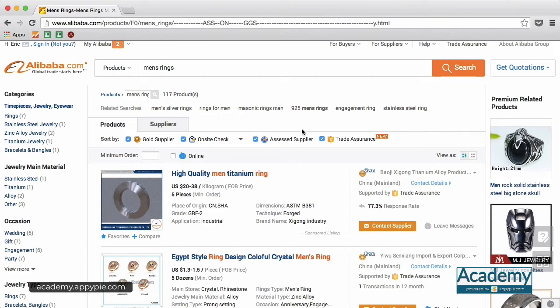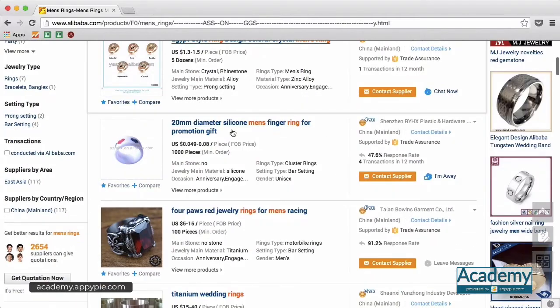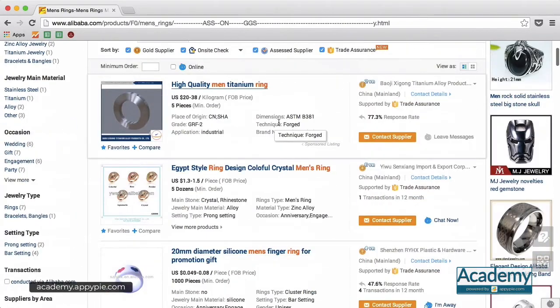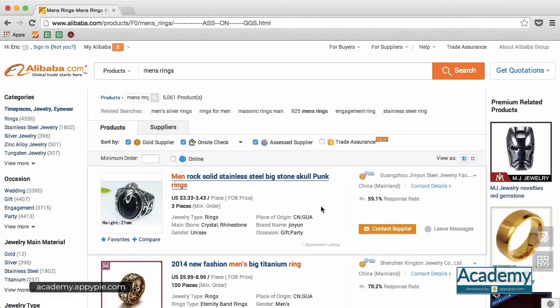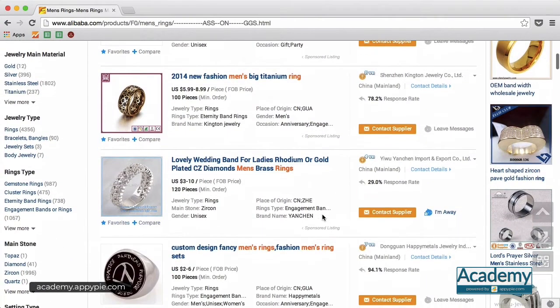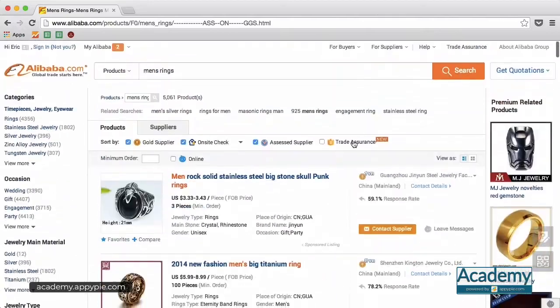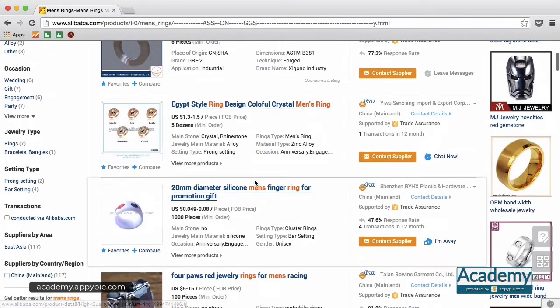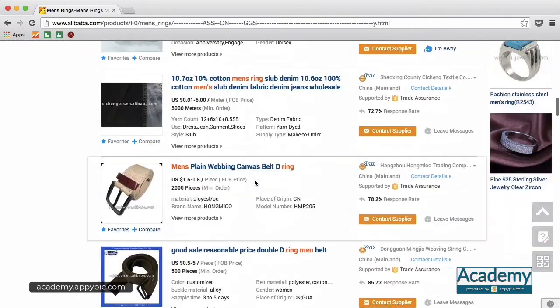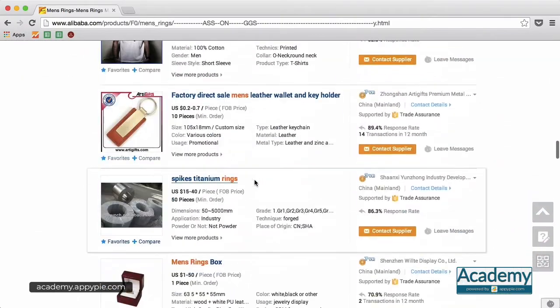So what I'd recommend is you check this off, look through these suppliers, and if you don't find a product or supplier that's a good fit for you, then you can uncheck trade assurance, and you're still dealing with good suppliers, most likely. But for this example, let's just click that, and then you can scroll down, see if you find something that looks like a good fit for you.